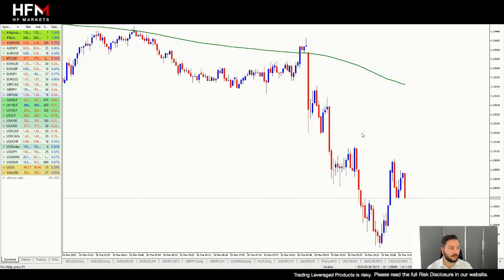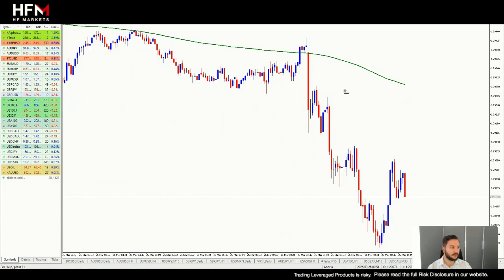Now, if we're going to switch over to a smaller time frame, here's a 3-minute time frame. We can definitely see we're trading below the 200 bar simple moving average on the 3-minute time frame. So this is still also giving that bearish bias. We're not having conflicting signals, ladies and gentlemen. We can see that retracement.